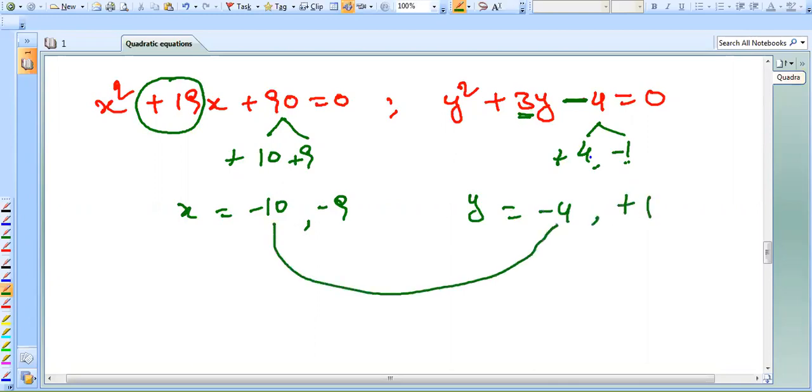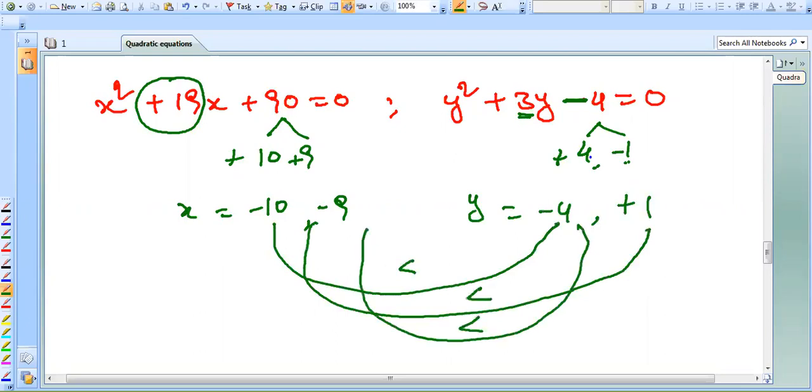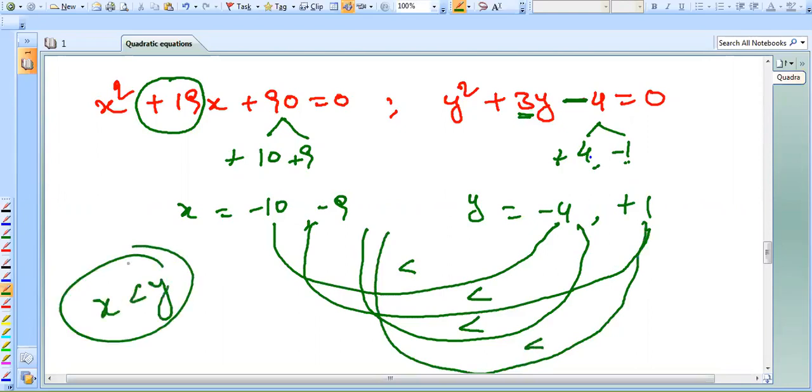So here -10 is less. -10 is less. 9 is less than -4. 9 is less than +1. Then answer is x less than y. X less than y.